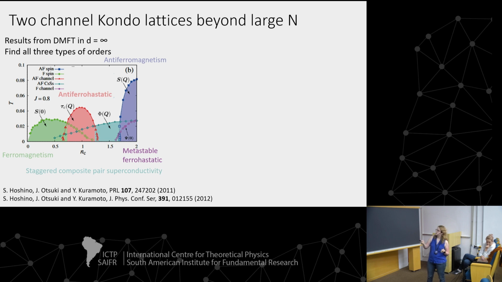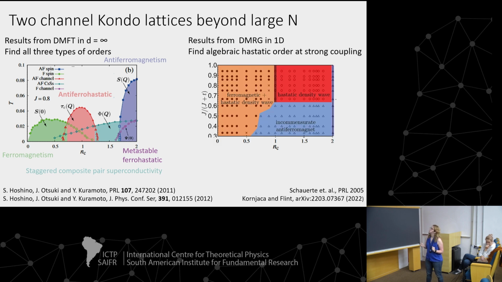So this goes up to half filling, where you have antiferromagnetism. At low fillings, you have ferromagnetism. And then around quarter filling, you have this big region of staggered channel symmetry breaking, or what we call antiferrohastatic order. And there's also composite pair superconductivity. There are many different options. Then you can also do 1 dimension, which was done back in 2005 using DMRG, where they found a 2-channel Kondo insulator along this line.